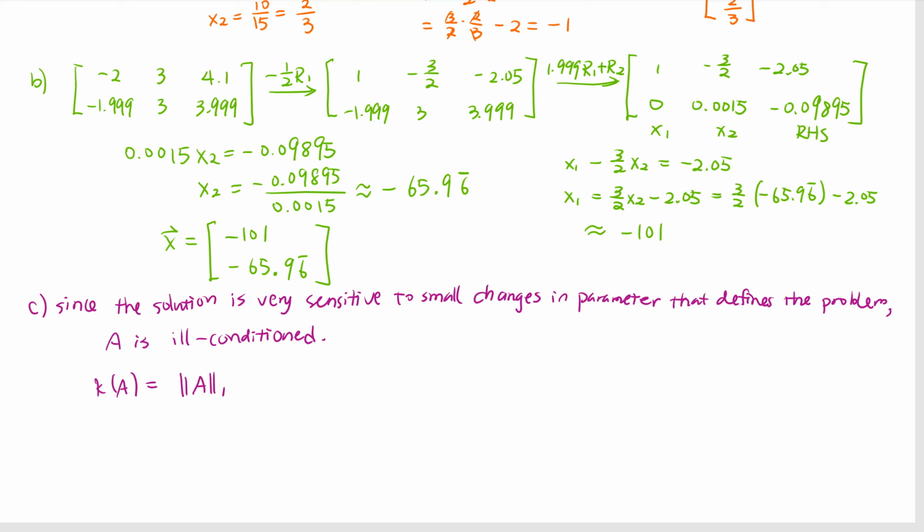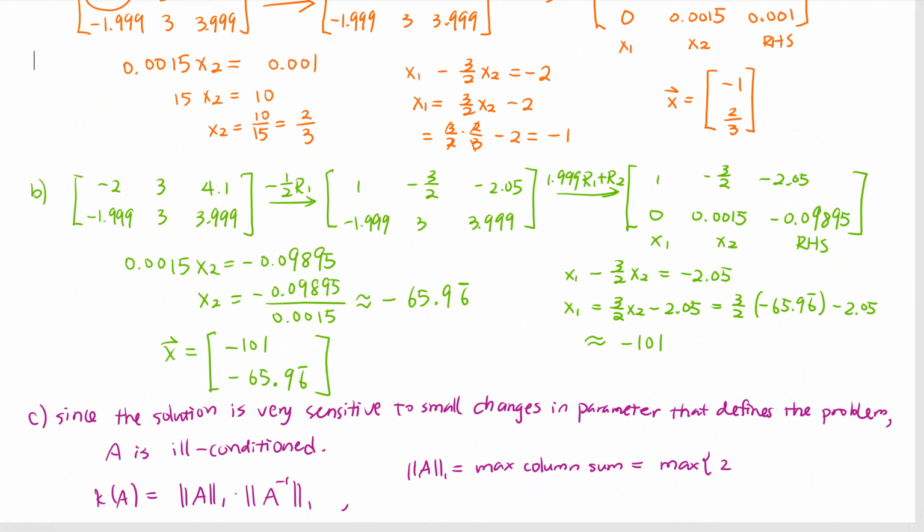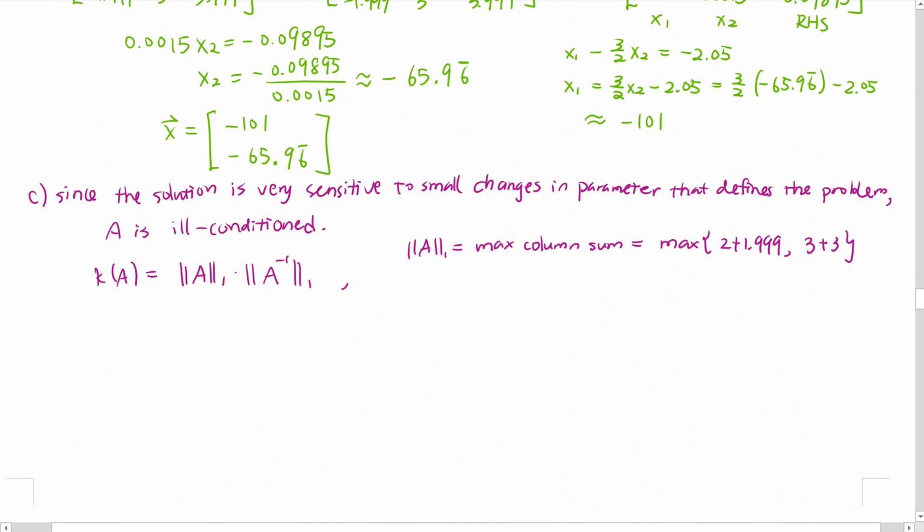That is the L1 norm of A times the L1 norm of the inverse of A. So what is the L1 norm of A? Well, that is the maximum column sum. What's the column sum of A? 2 plus 1.999, and 3 plus 3. Who's bigger? 3 plus 3 is 6. So 6 is bigger.